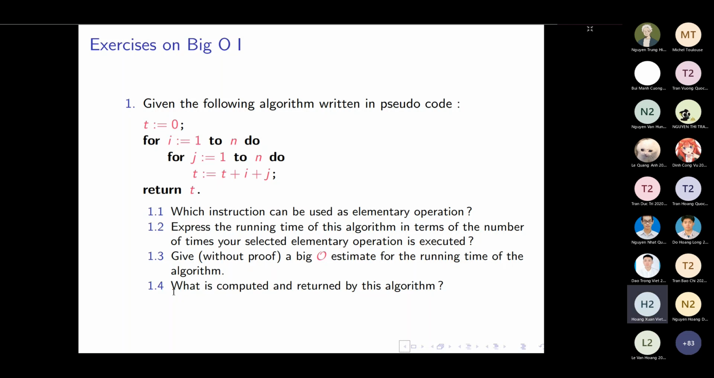Okay, that's right. And what is computed and returned by this algorithm? N times n plus 1. You sure about that? Yeah, I think it's the sum of all i from 1 to n, and then all j from 1 to n. So I calculate it as n times n plus 1. Let me check that.